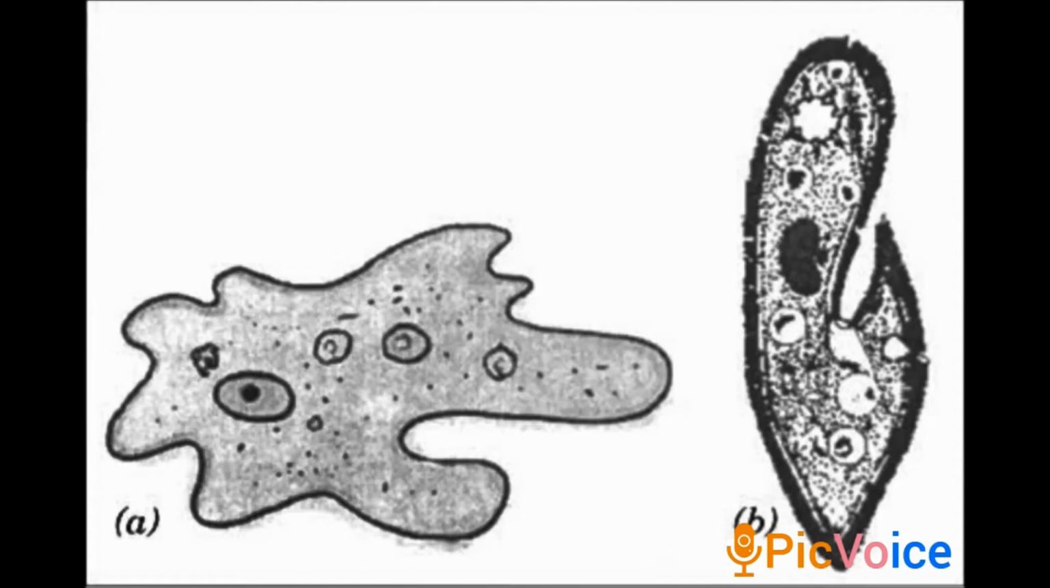So I repeat, a single celled organism is called a unicellular organism. Uni means one and cellular means cell. Like a multicellular organism, a unicellular organism also performs all the necessary functions. Okay.